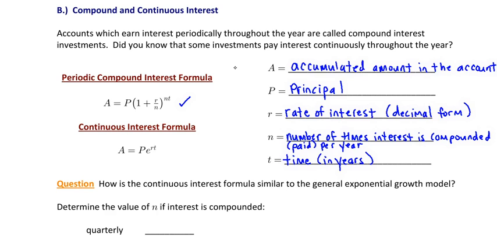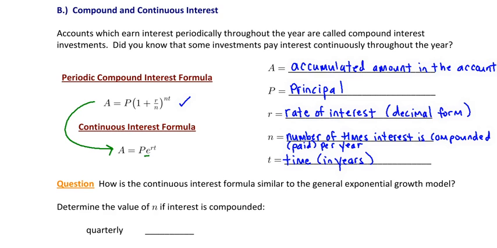Continuous interest is a little bit different. The idea of continuous interest is that you're continually earning interest at every possible instant in time. With a little bit of calculus, we could show that our periodic compound interest formula translates into what I like to call the PERT formula, A equals P e to the RT. So A, P, R, and T have the same representation of the variables in the compound interest formula, but notice this is now an exponential function with that natural base e.